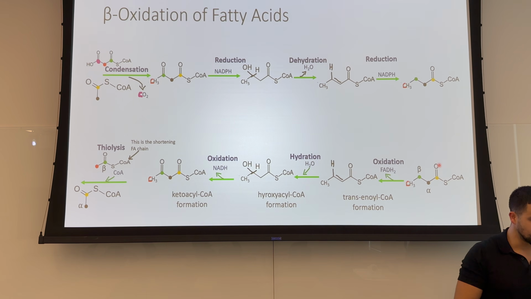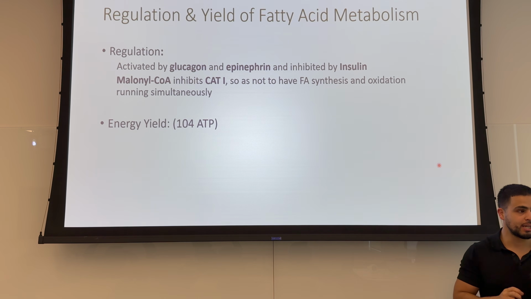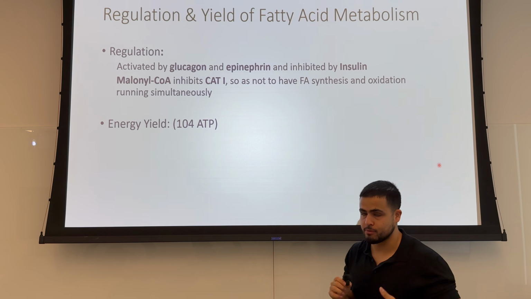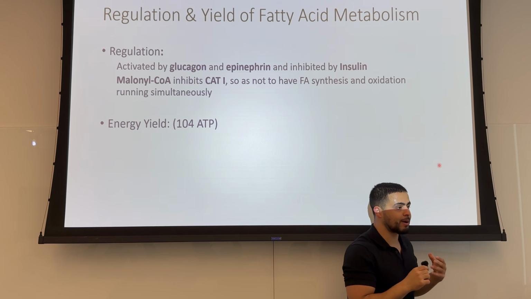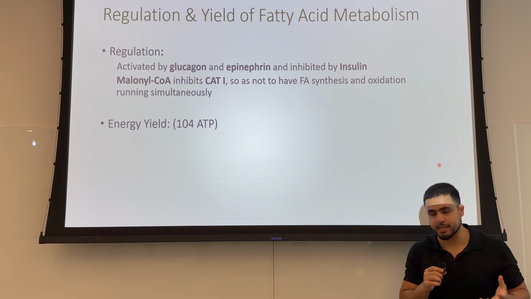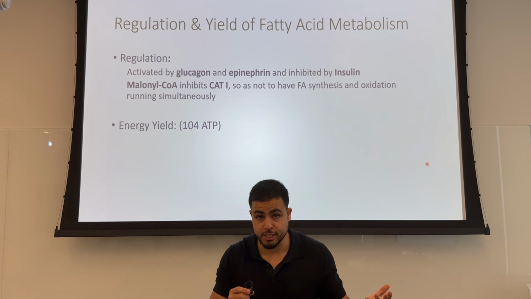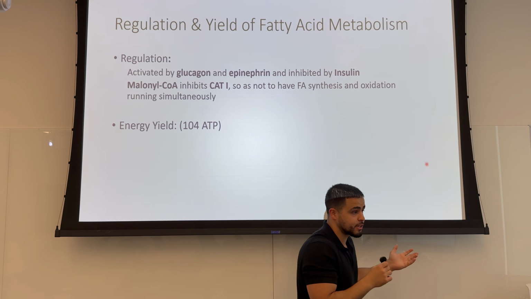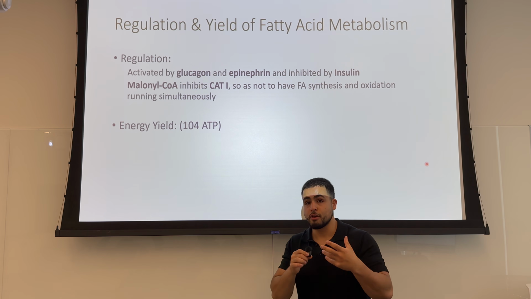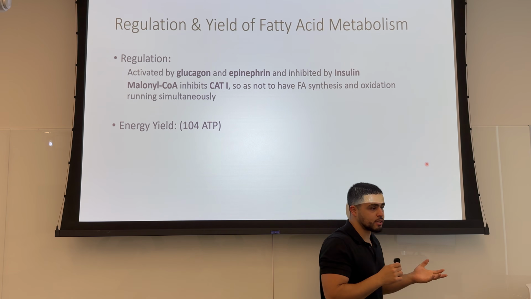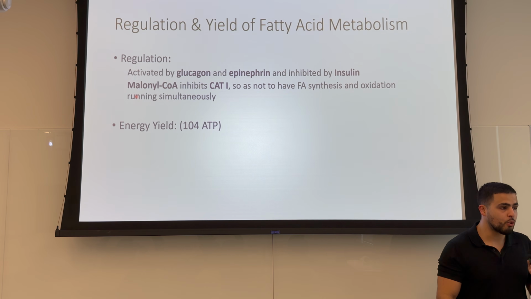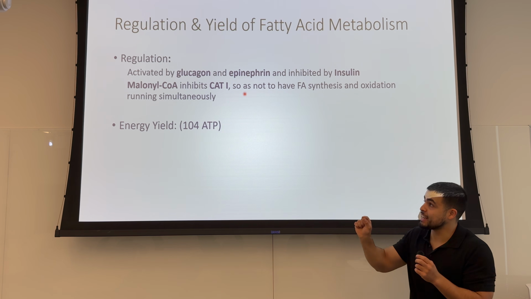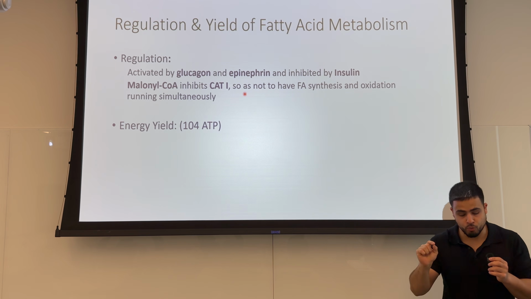Now let us move on to regulation and yield of fatty acid metabolism, the energy yield, that is. So the regulation is activated by glucagon and epinephrine. This makes sense. Epinephrine is released in the fight or flight state or even just in the fasting state, so you're going to need to break down some of those fatty acid molecules, and then insulin will shut the process down. Now importantly, malonyl-CoA inhibits CAT1 so as not to have fatty acid oxidation and synthesis running simultaneously.